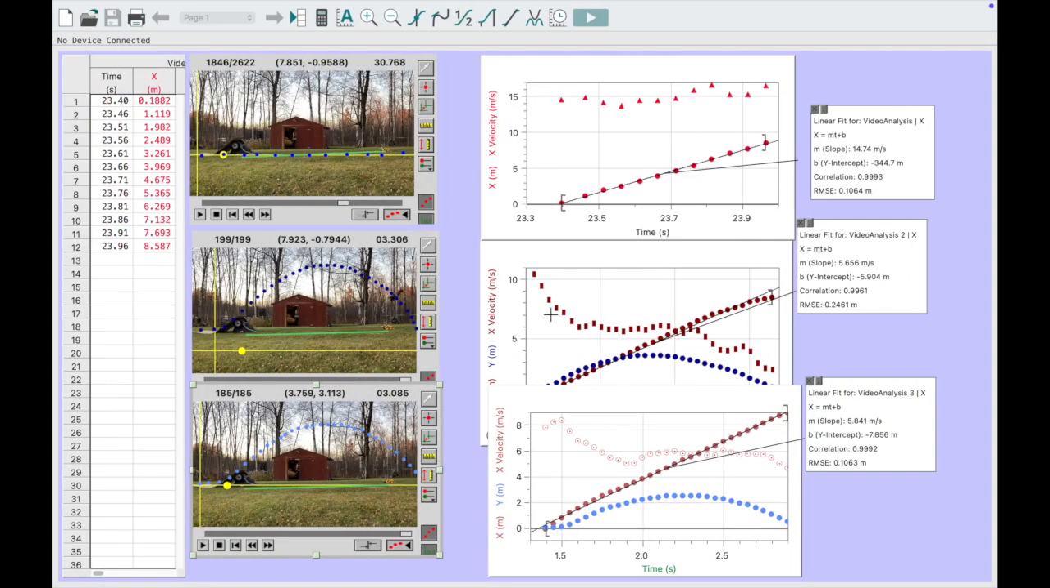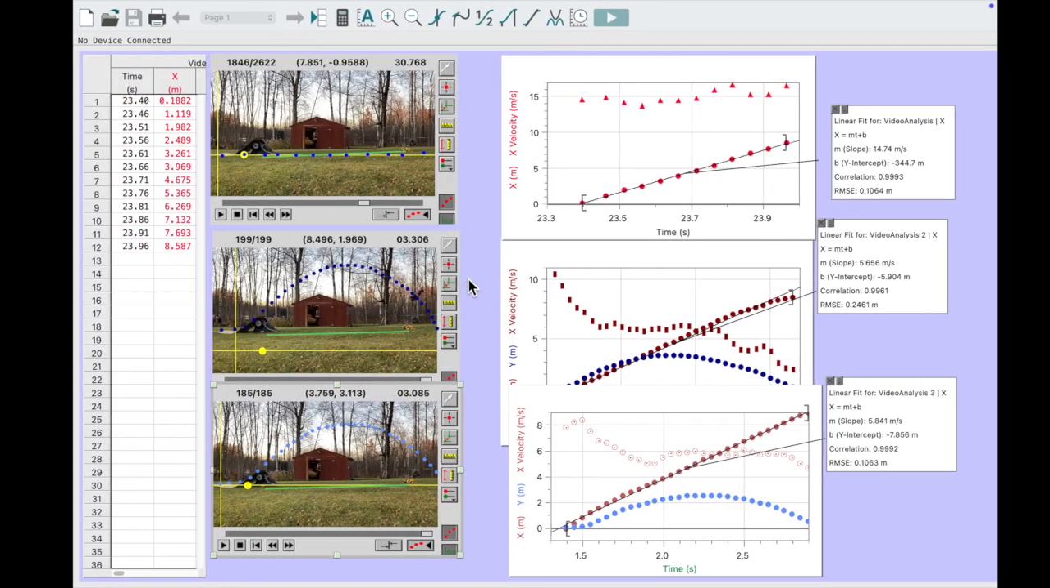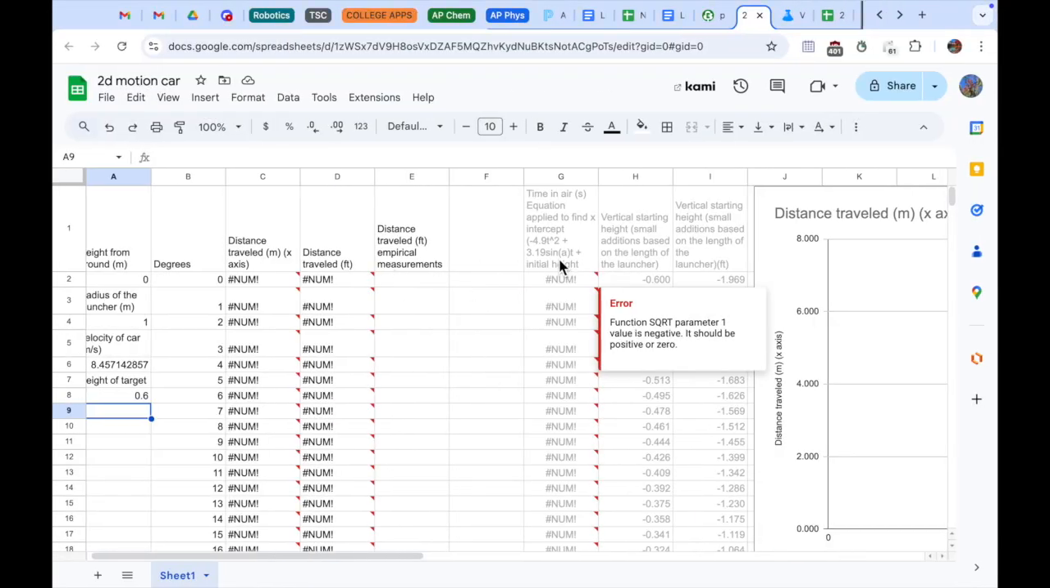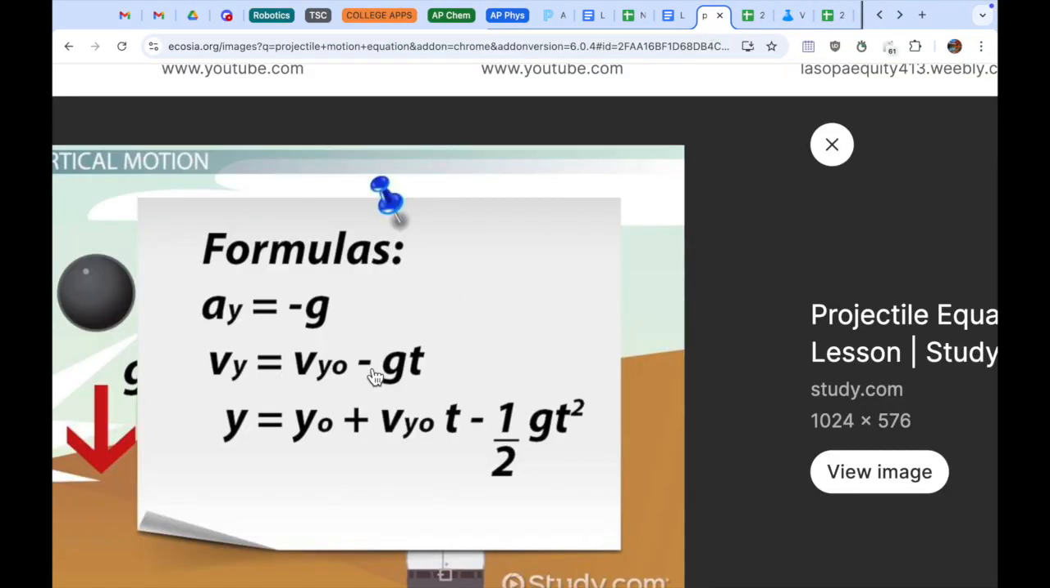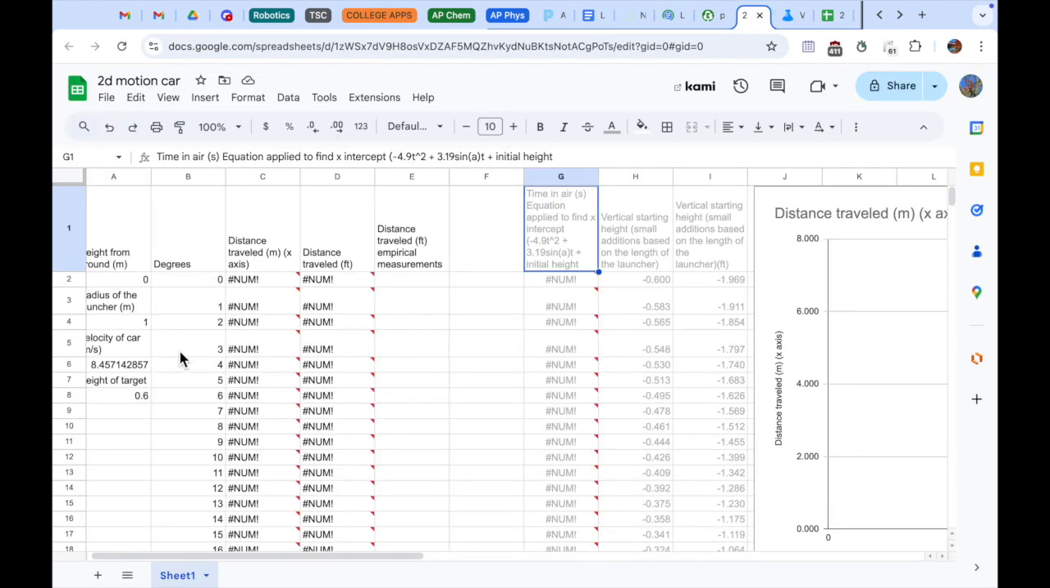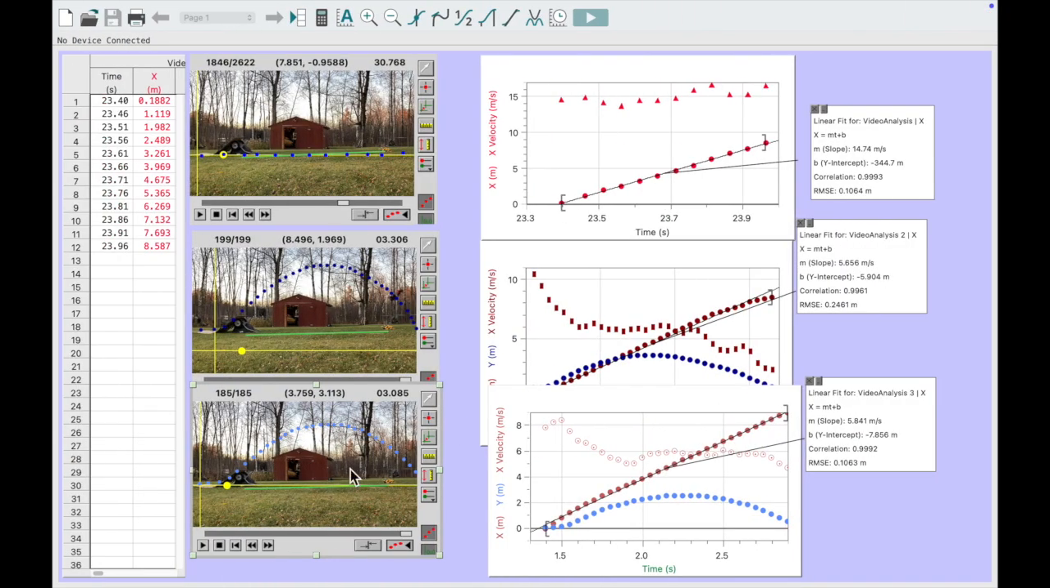So yeah, generally just to conclude, we were able to use projectile motion equations like these ones to calculate the distance necessary using a spreadsheet for a car, or the angle necessary for a car to jump at any given distance.